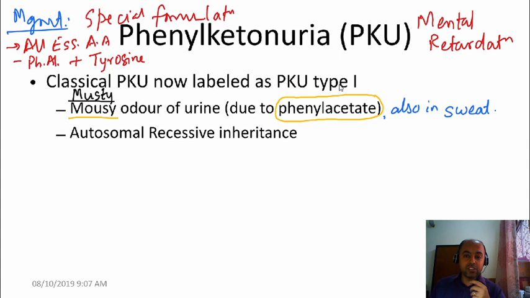Second part of this aspect is: till what time the dietary restriction of phenylalanine has to be followed? Initially, different ages were advised: adolescent, adulthood, maturity, puberty. But now, the current advice is that the dietary restriction must be followed throughout life.